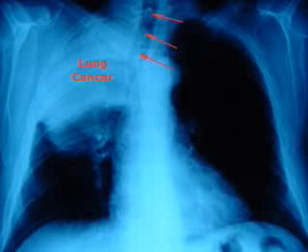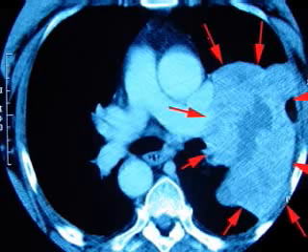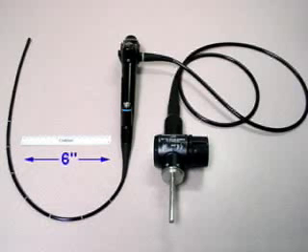The chest X-ray is from a patient with a 75 pack-year history of smoking. Note the mass in the right upper lung and the deviation of the trachea towards the right. The patient's CT scan shows a large lung tumor with a central necrotic area. A fiber optic bronchoscope will be used to examine the patient's lungs and obtain tissue for pathological diagnosis.